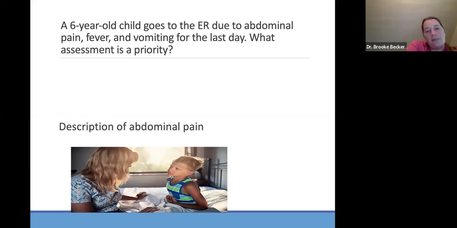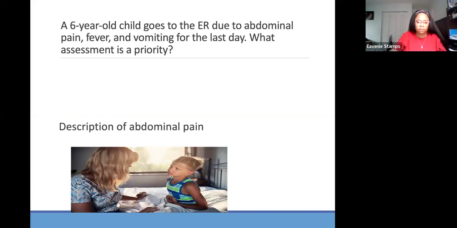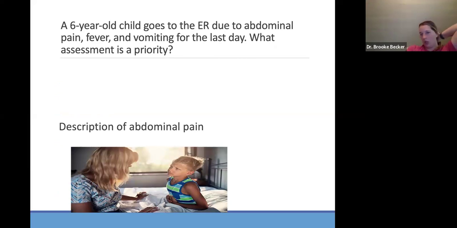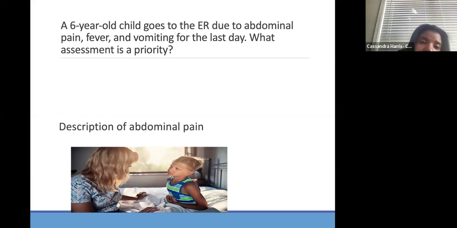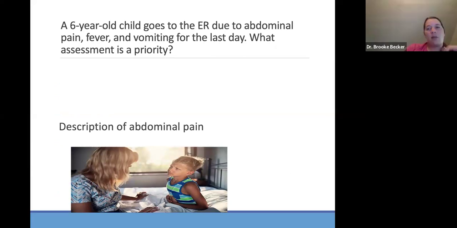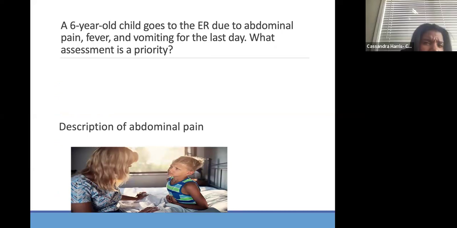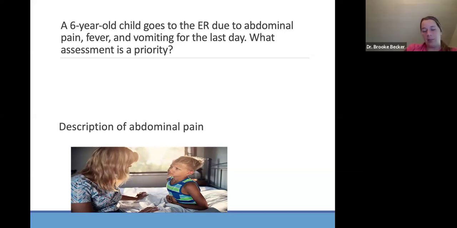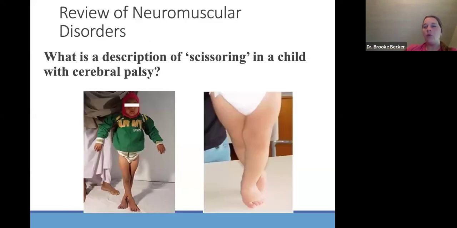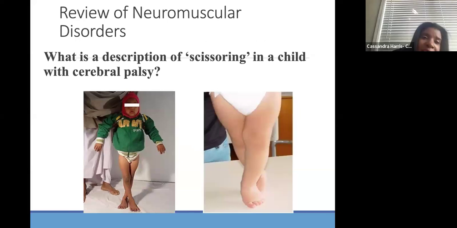Okay. 6-year-old comes into the ER because they've had abdominal pain, fever, and vomiting for the last day. What's your priority assessment? We need more information about the pain. Yep. So figure out what sort of abdominal pain they're having. What would be a really concerning finding? McBurney's point. Yes. Positive McBurney's point, which is in what quadrant? Right upper, or is it right lower? Right lower is McBurney's point. Yep. Good. Which would be a finding that's concerning for what? Appendicitis. Yep. Good.